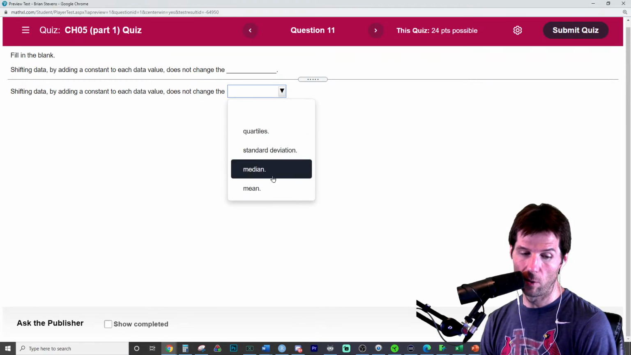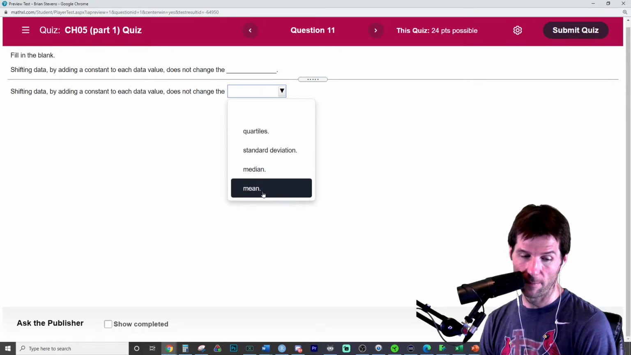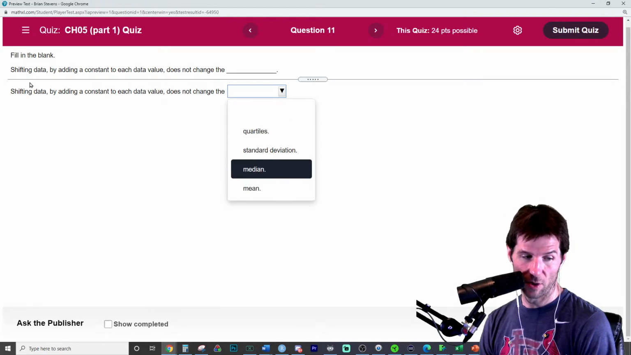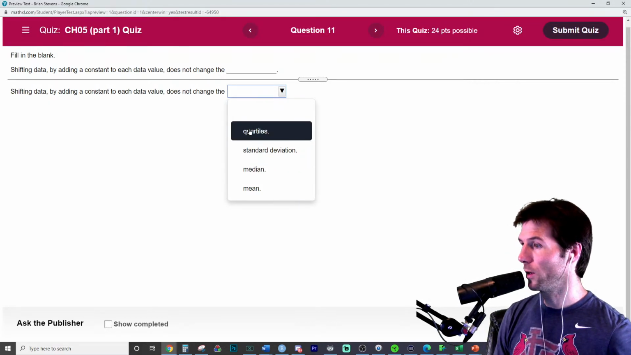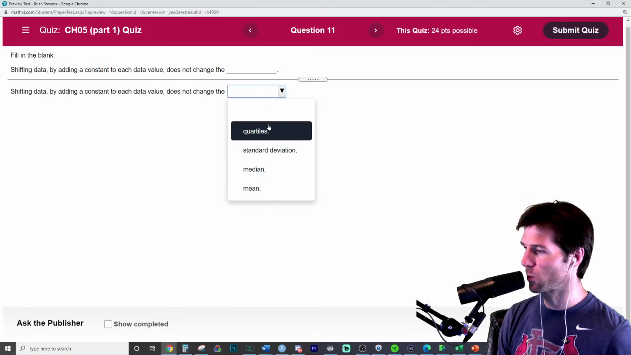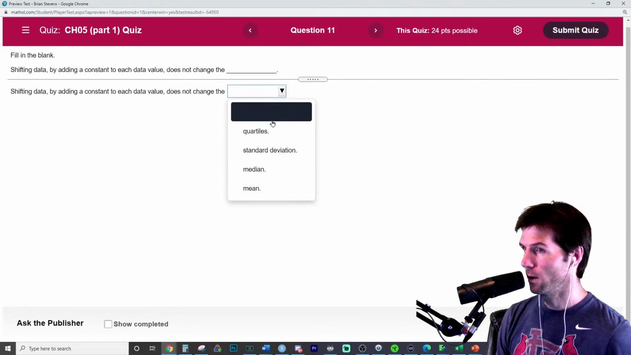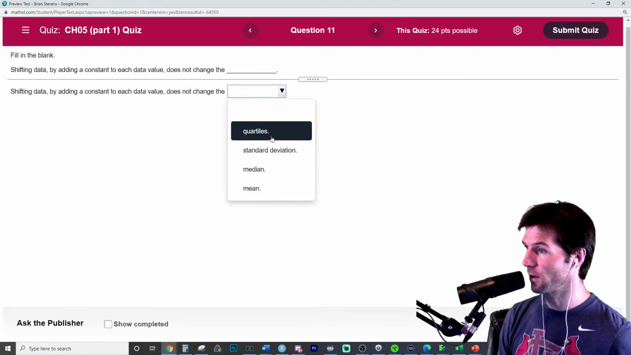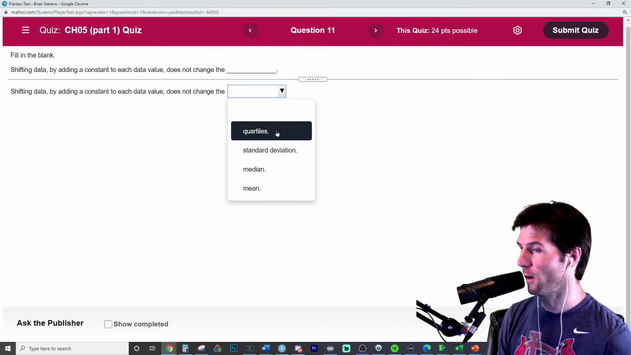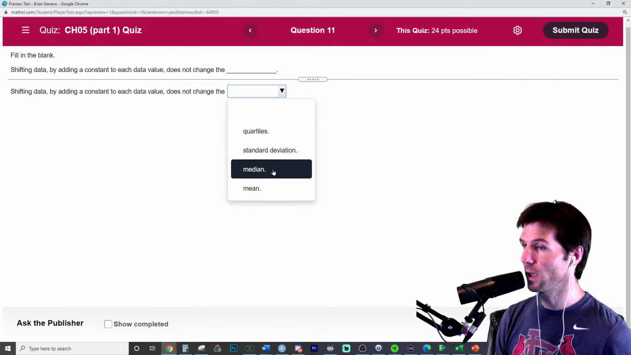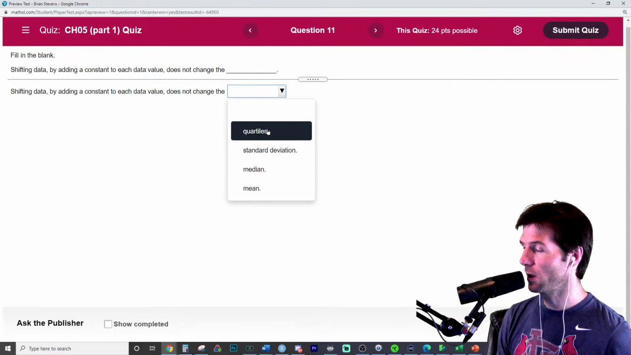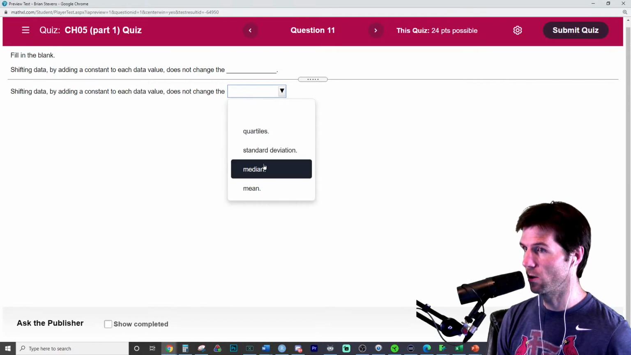And which of these is the only measure of range right here? So shifting data by adding a constant to each value does not change the what. Which of these is the only measure of the spread of the data? Not range, spread of the data. Is the quartile a measure of the spread of the data, like the 75th quartile? Now be careful, that's not IQR. We said mean and median did change. So which of these is a measure of spread that would not change? The only one here that's a measure of spread. The IQR does not change.